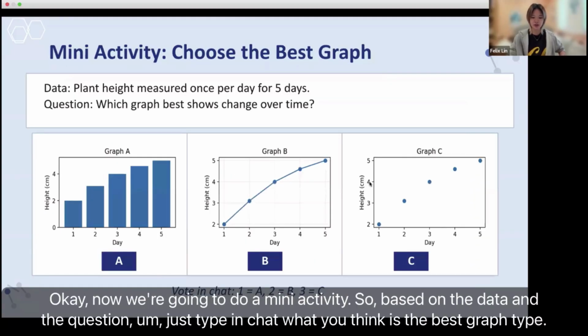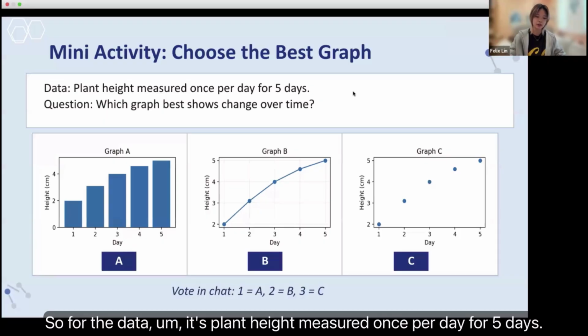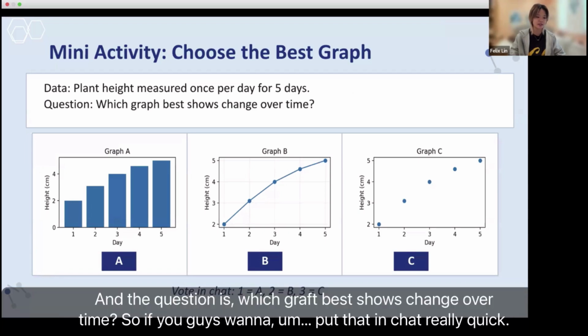Okay, now we're going to do a mini activity. Based on the data and the question, just type in chat what you think is the best graph type. So for the data, it's plant height measured once per day for 5 days. And the question is, which graph best shows change over time? So if you guys want to put that in chat really quick.